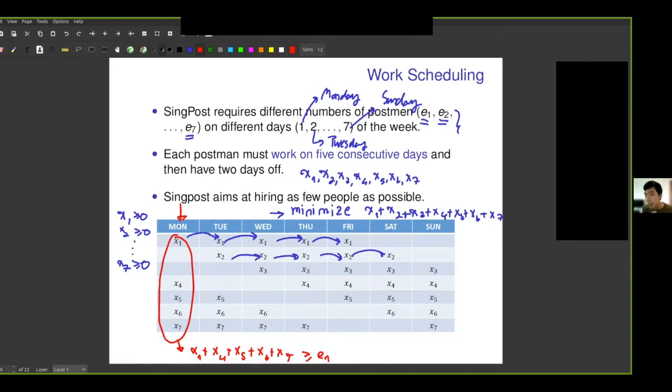similarly, you can come up with the constraints on Tuesday, Wednesday, Thursday, Friday, Saturday, and Sunday. Let me just give you another example. If you focus on Tuesday, then the total number of employees that you will have on Tuesday is x1 plus x2 plus x5 plus x6 plus x7. And in aggregation, combined, they need to exceed the minimum requirement, which is E2. It's a requirement on Tuesday, which is day 2 of the week.